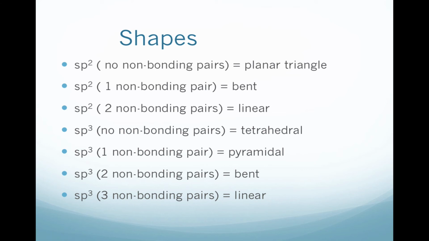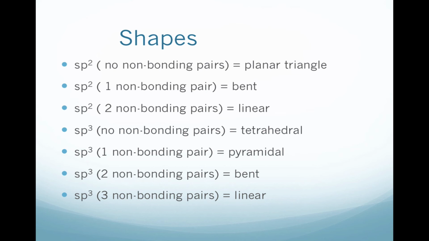Okay, so shapes, and these are things that you can find when you're looking at the table in your book. That's the page 263 that I was talking about. So if you have sp2 hybridization, you're going to have planar triangle. sp2, also you'll have bent, and I'll show you an example of that eventually. sp2, you can also have linear shape.